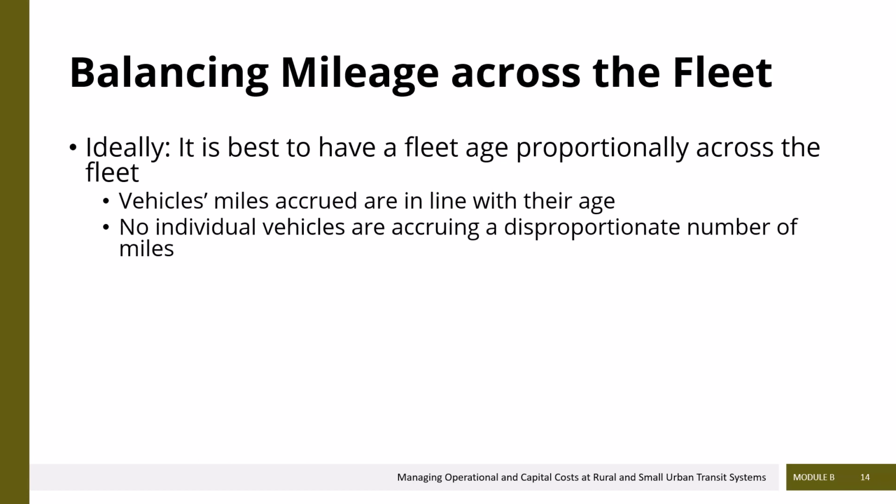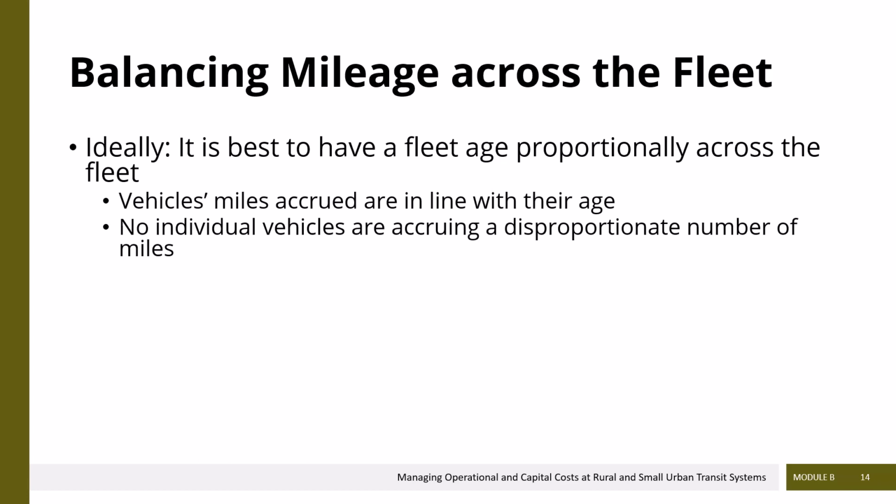So ideally, it's best to have your fleet age proportionally. And what we mean by that is that your vehicles accrue miles in line with their age, right? The number of miles that a vehicle accrues is in line with how old it is. The older the vehicle, the more miles it should have on it. You don't want individual vehicles accruing a disproportionate number of miles, especially relative to their age.